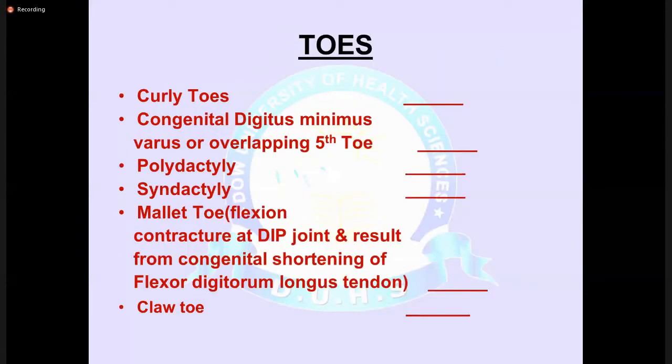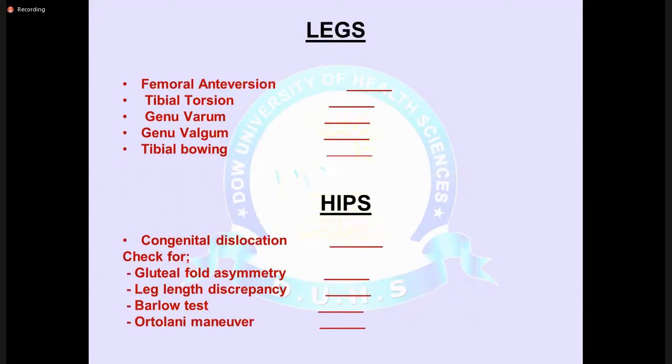Then look at the toes: the curly toes, the congenital digitus minimus varus or overlapping of fifth toes, polydactyly, syndactyly, mallet toes, the flexion contracture at the distal interphalangeal joint that results from congenital shortening of the flexor digitorum longus tendon, and claw toes. So any deformity, you can just take note or highlight it in the toes.